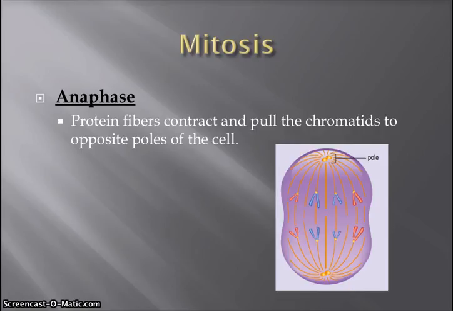During anaphase, the protein fibers will contract and pull the chromatids to opposite poles of the cell. So where these chromosomes were attached at the centromere, the fibers will then pull them apart, and half of them will go to one pole and the other half of them will go to the other pole.